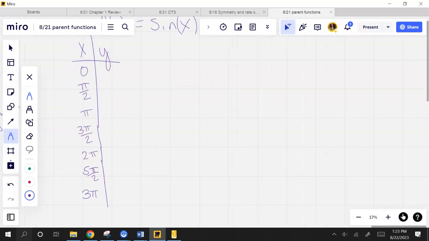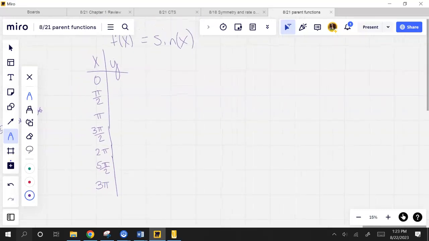All right, listen. A trig graph looks different than a regular graph because I use different units. Okay.